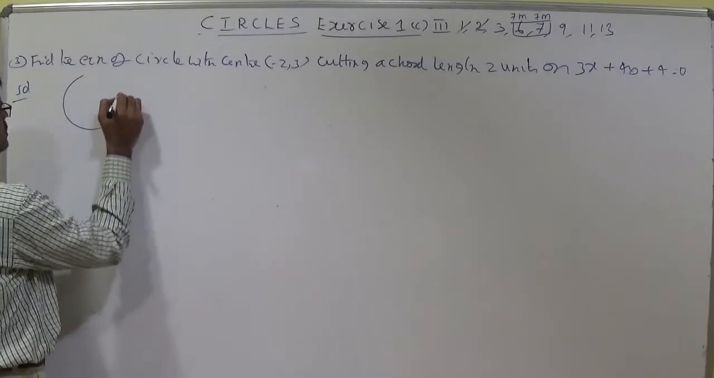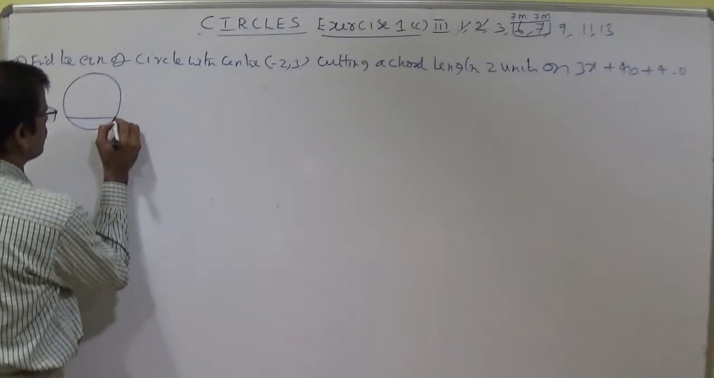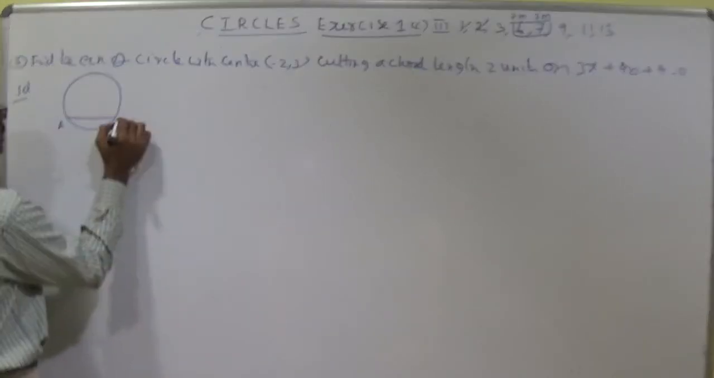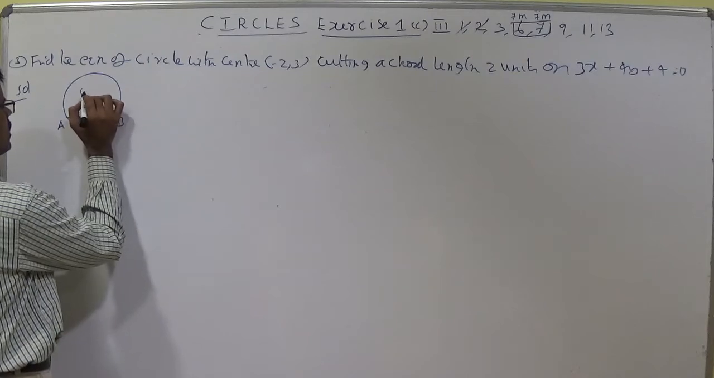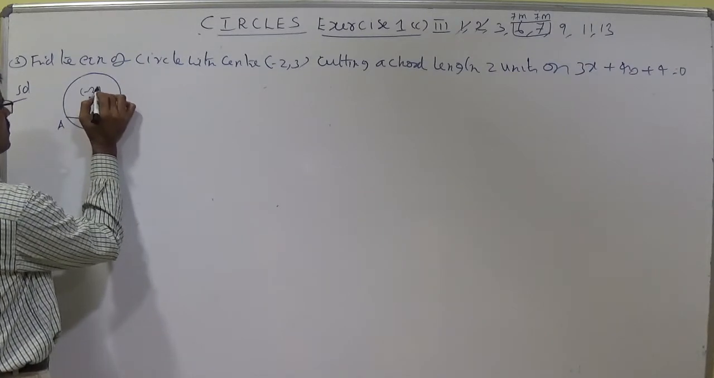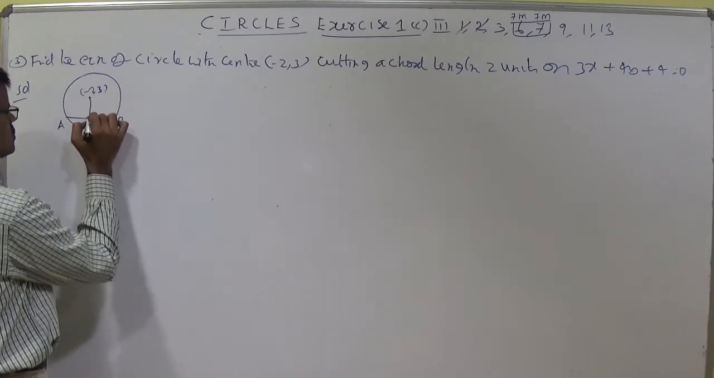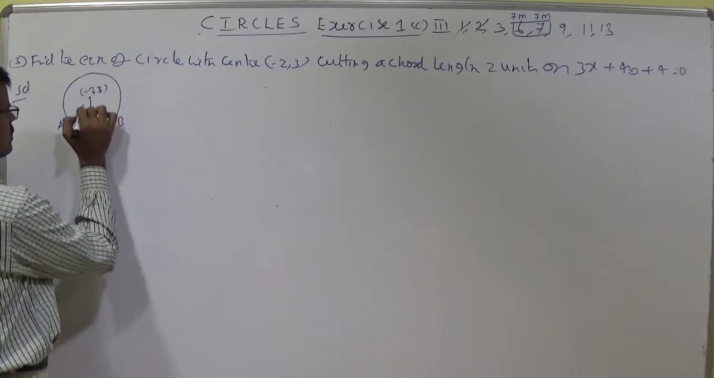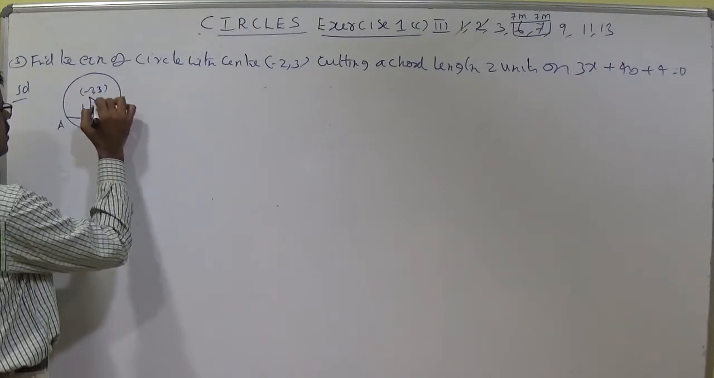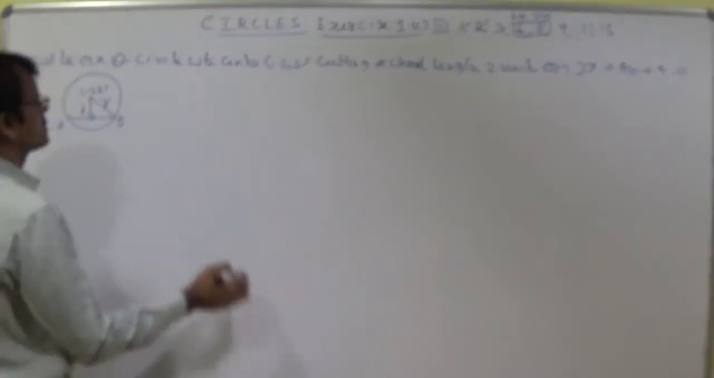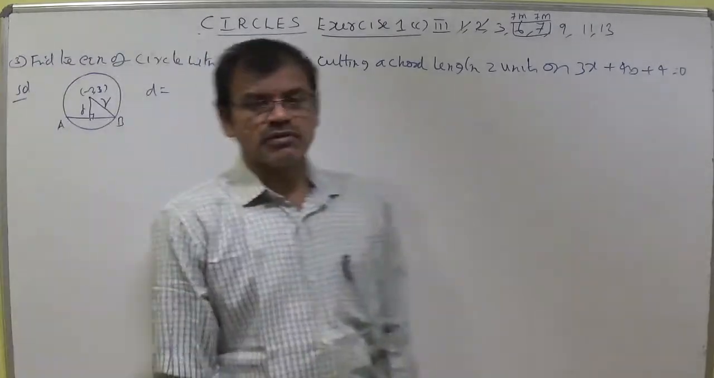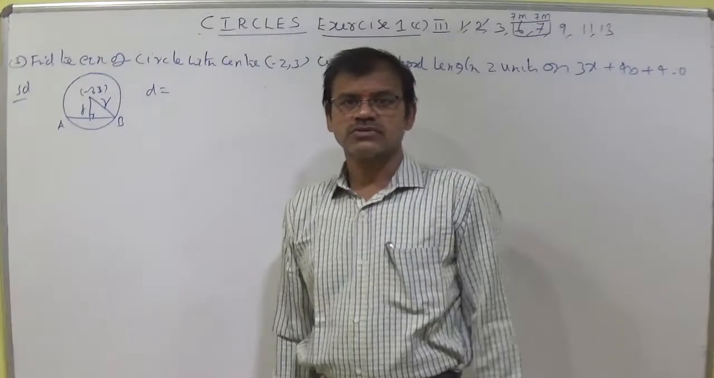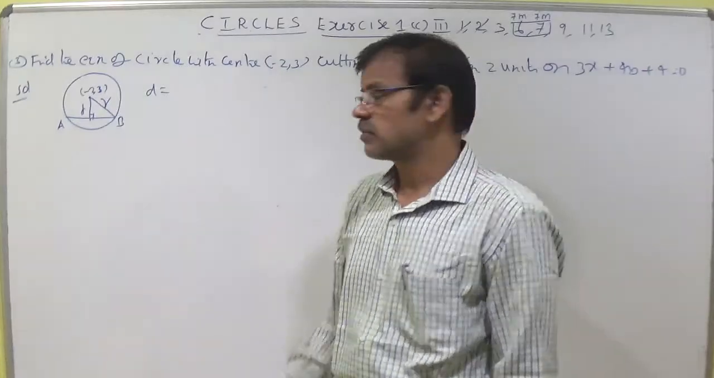Draw the circle like this. Draw line like this. Put A and B here. The center of the circle he mentioned as minus 2, 3, this one. Draw perpendicular line. This is D. This is R. First of all, the perpendicular distance you calculate using the formula modulus of ax1 plus by1 plus c by root of a square plus b square.